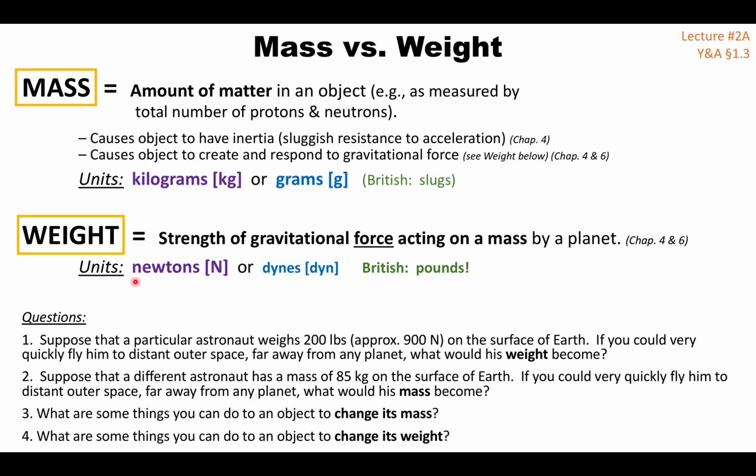The metric units for force are newtons for MKS or dynes for CGS. So why is it that we have conversion factors between kilograms and pounds? If you go to the supermarket, for example, and pick up a can of food, it will have the amount of pounds or pounds and ounces written on the side, and it will also have the number of grams or kilograms written on the side.